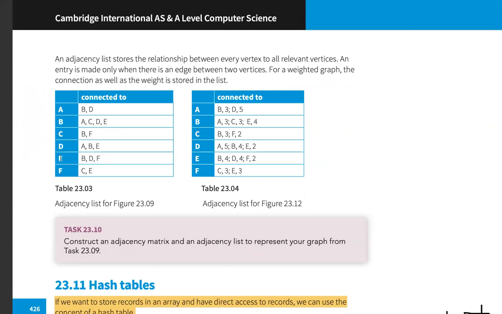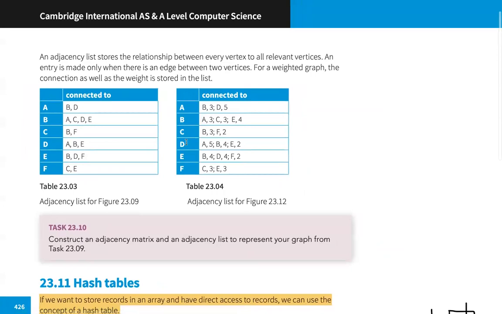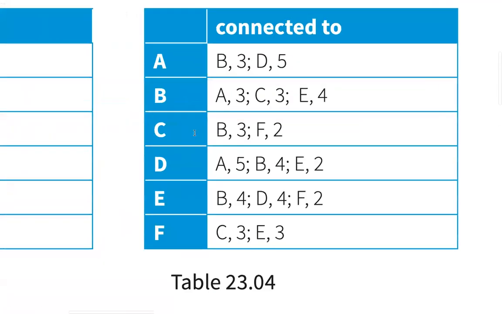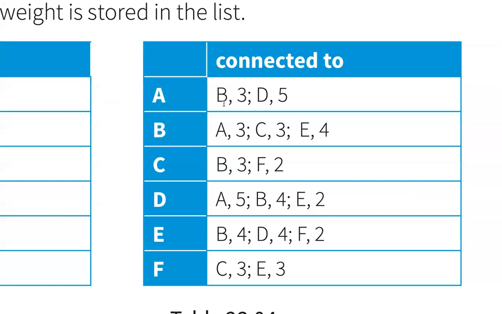Finally, there's a direct link from E to B, D, and F. And from F, there's a direct link from C to E. And if I look at the weighted graph, this list represents the weighted graph of 23.05. Now, there are two readings here. As you can see here, from A, there's a direct link to B.